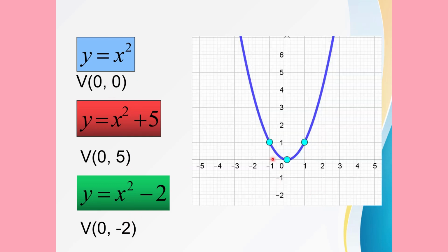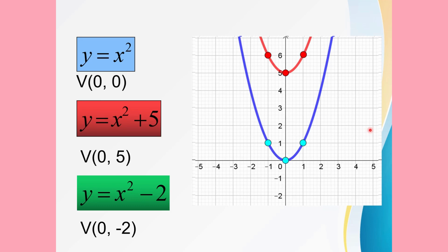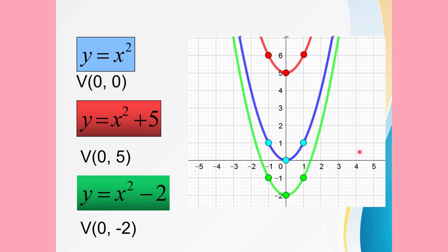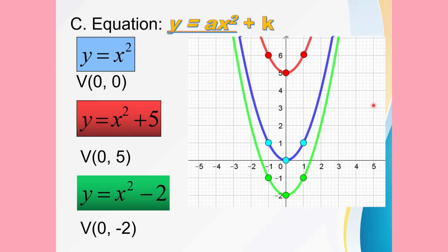So let us have this graph of y equals x squared. And then let's illustrate the graph of y equals x squared plus 5. So what happens to the graph? And then let's illustrate y equals x squared minus 2. So what happens to the graph? As you can see in the illustration.